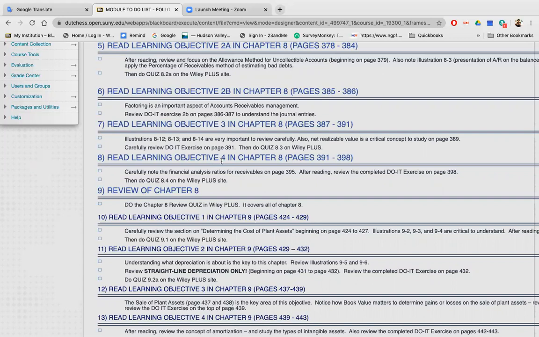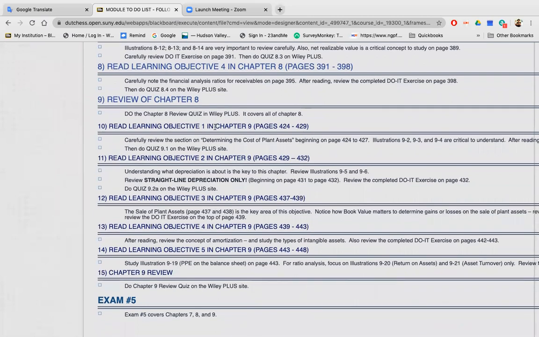Chapter 8 wraps up with some analysis on receivables, because it's very important that we collect receivables on time. Most receivables are due in 30 days, and so we want to make sure we're collecting them at least 12 times per year, or at least every 30 days. And so Chapter 8 ends with that analysis.